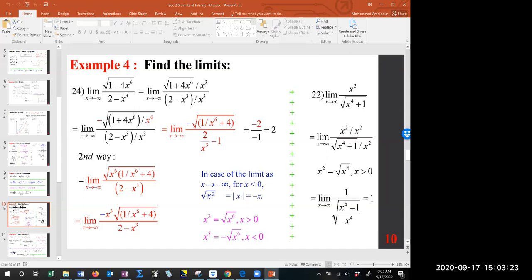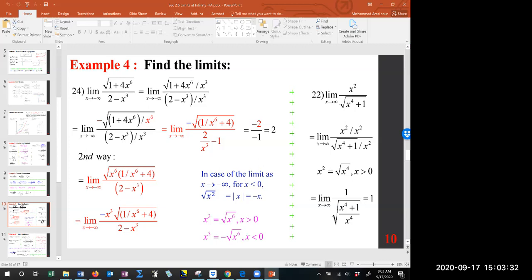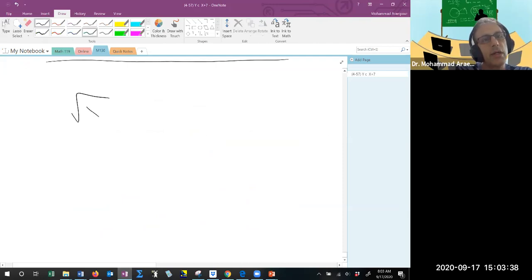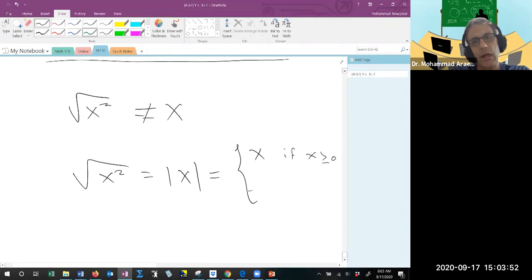Okay, so in short, in this page, what is interesting for everybody to see is what's happening over here, down here, okay? And the fact that square root of x squared is not equal to x. So what is it equal to? Absolute value of x. And therefore it's x if x is larger than or equal to 0, and negative x if x is less than 0. And the only reason you pay attention to that is when x is approaching negative infinity, class, okay? If it's not, you don't have to worry about that.